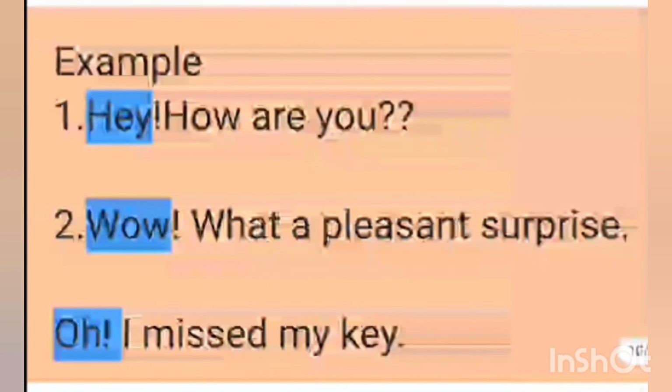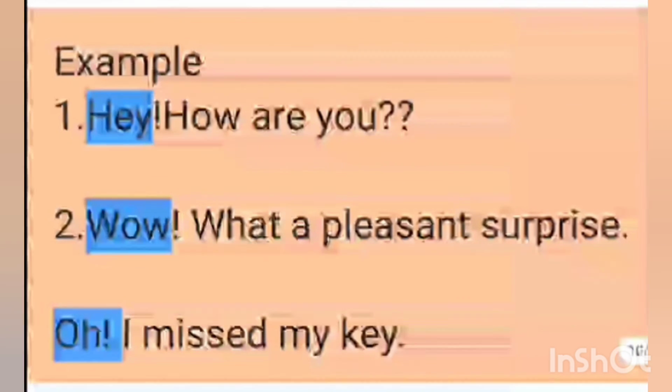Now the second one, wow, what a pleasant surprise. We are getting some surprise and here we are using a word wow to express our surprise or our feeling. Now the third one, oh, I miss my key. I'm very sad, and for that I have an expression that is oh, I miss my key. So here the words hey, wow, oh, all these are the words of interjections that show our strong emotions or feelings. So these are the 8 word classes or parts of speech.